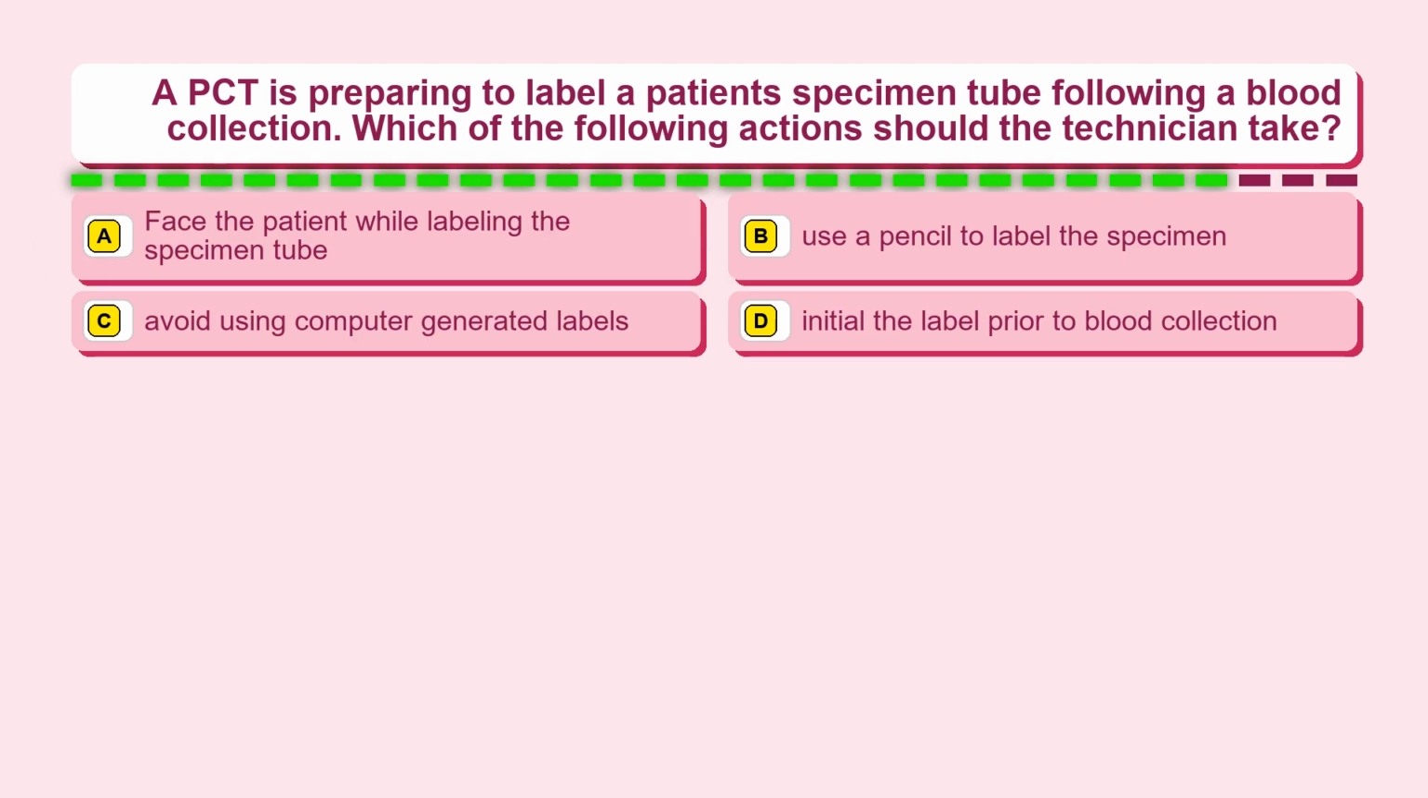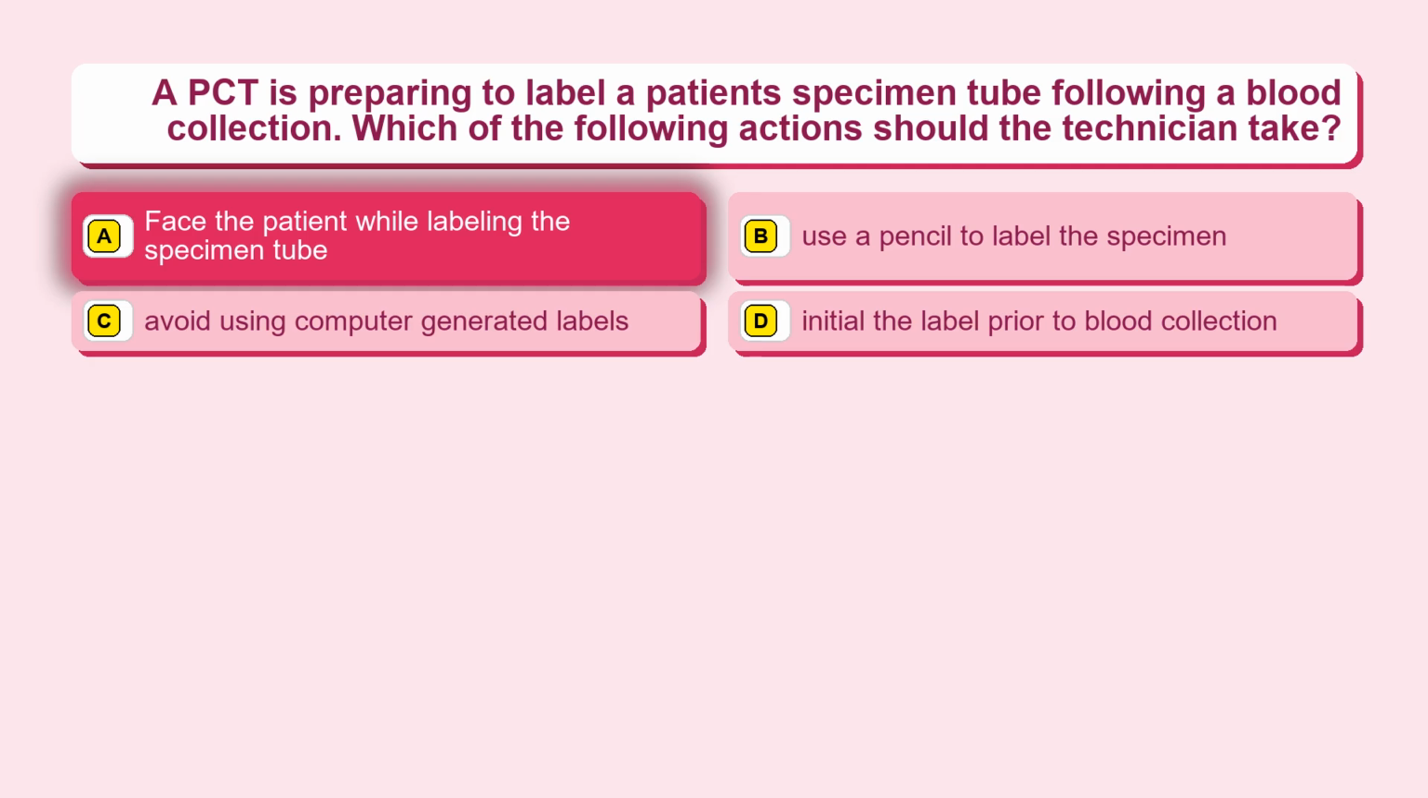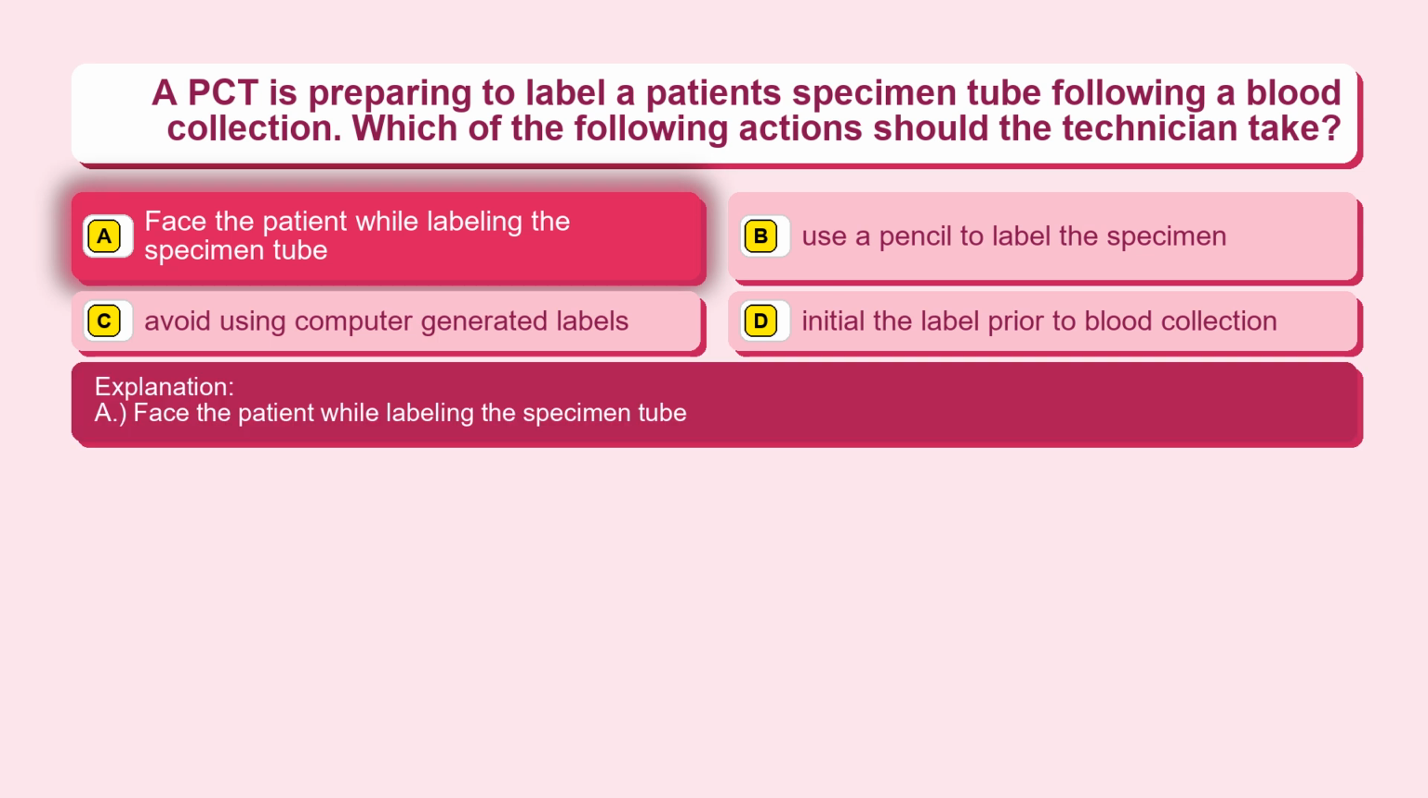Question 13. A PCT is preparing to label a patient's specimen tube following a blood collection. Which of the following actions should the technician take? Option A, face the patient while labeling the specimen tube. Option B, use a pencil to label the specimen. Option C, avoid using computer-generated labels. Option D, initial the label prior to blood collection. The correct answer is option A, face the patient while labeling the specimen tube.